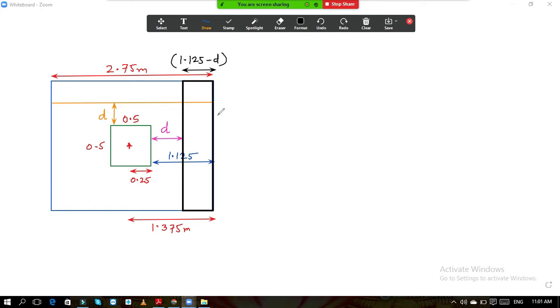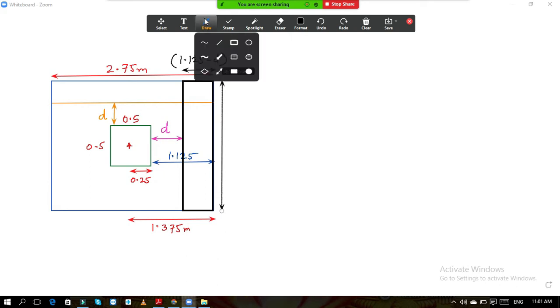Okay. Now next is this distance. This is already known to you. It is 2.75 meters. So this much is 2.75 meters. Okay.